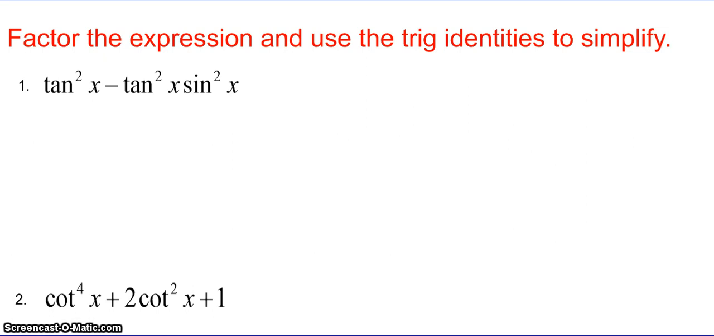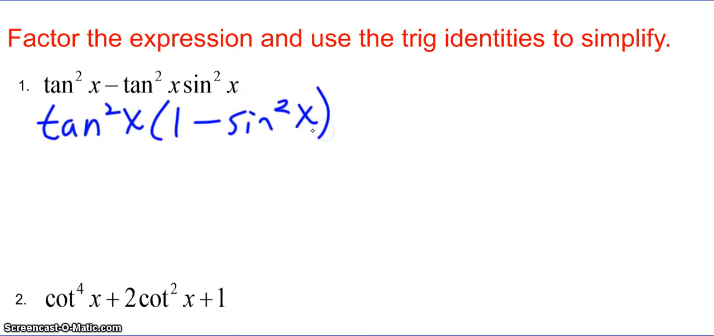So now I want to look at, well, what if I have tangent squared minus tangent squared times sine squared? So the directions are telling me factor first, so that's giving me the hint. If it didn't say that, then I need to recognize to factor first. So in this case, I can take out a tangent squared, and I'm left with 1 minus sine squared x. Well, what's 1 minus sine squared? 1 minus sine squared is cosine squared.